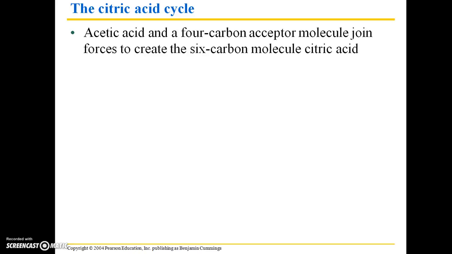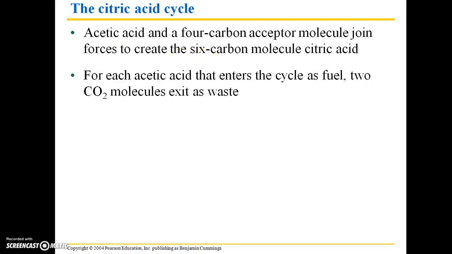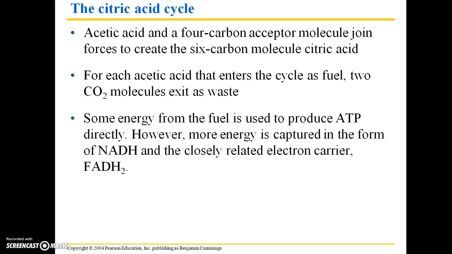Okay, so acetic acid and a 4-carbon acceptor molecule join forces to create the 6-carbon molecule citric acid. For each acetic acid that enters the cycle as fuel, 2 carbon dioxide molecules exit as waste. Some energy from the fuel is used to produce ATP directly. However, more energy is captured in the form of NADH and the closely related electron carrier, which is FADH2.